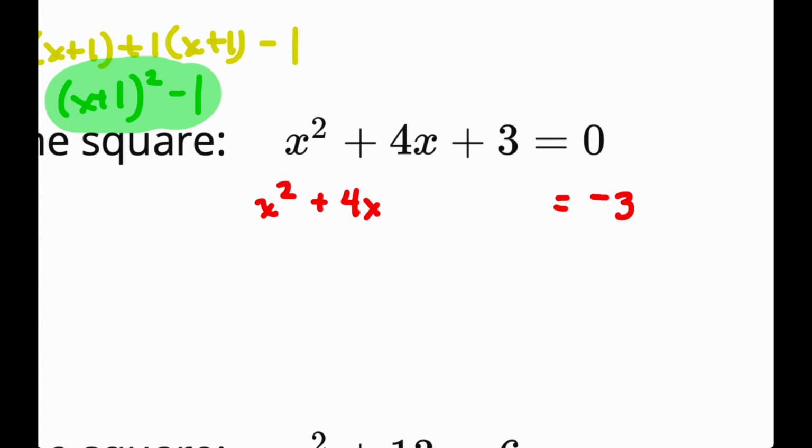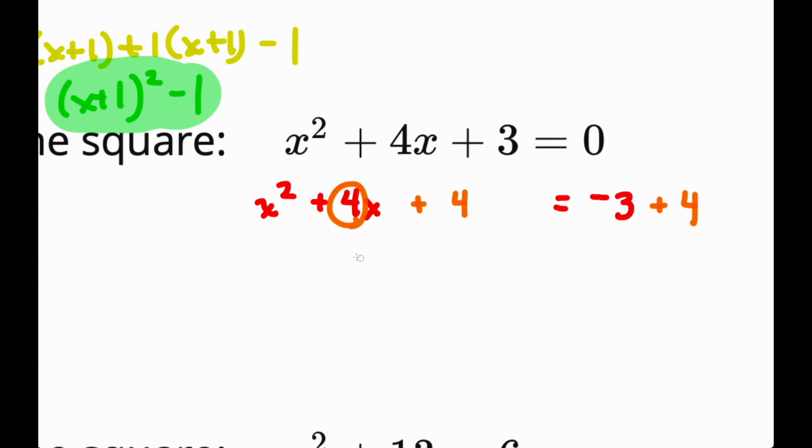Then I'm going to do the same thing I did in that other problem, where I divided the b by 2 and squared it. So 4 divided by 2 is 2, squared it's 4. Now since I added 4 on the left side, I have to equally add 4 to the right side. Okay, this keeps everything balanced. It's similar to that plus 1 minus 1 that we did in the problem just before this one.